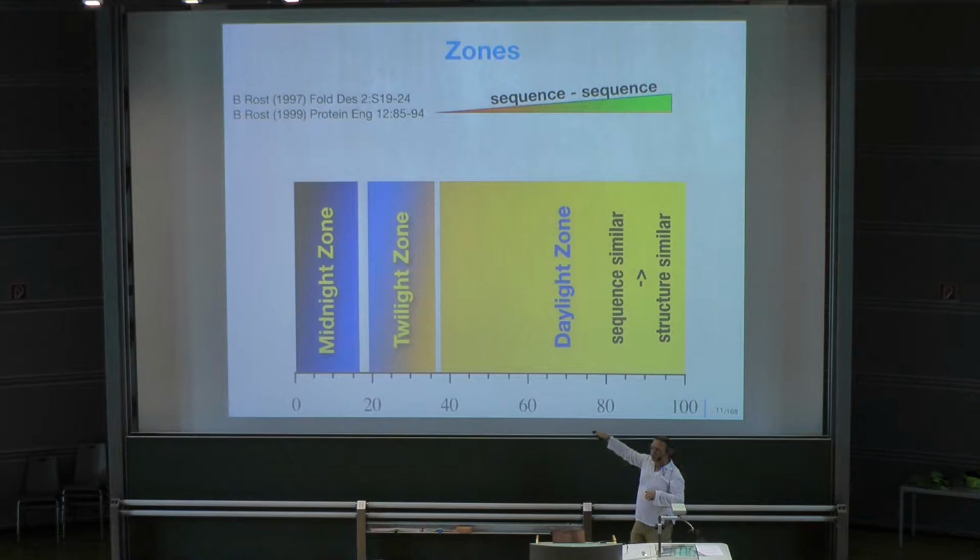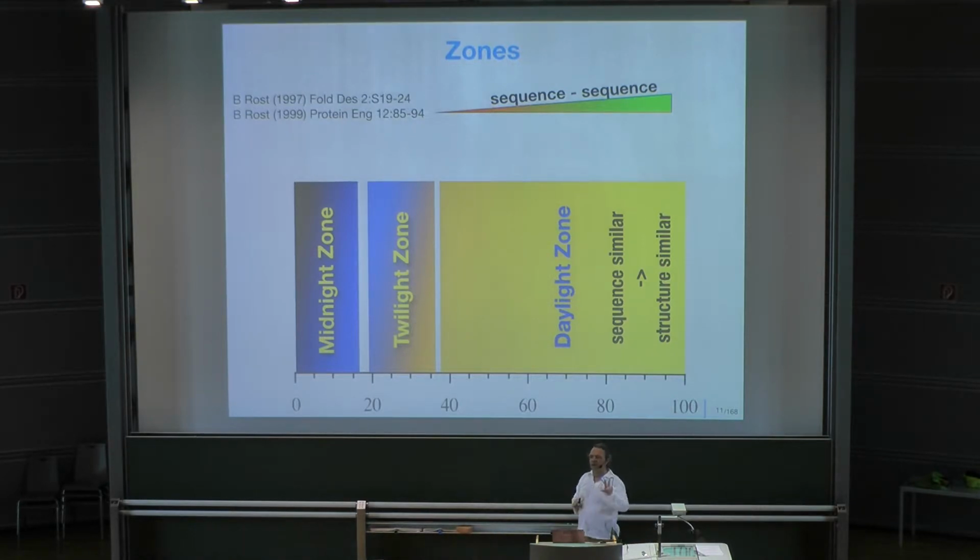Then we get into the twilight zone. In the twilight zone, you begin to lose the signal. You still have a lot of findings here, but many of them are wrong. So you work with your signal against the noise, and in the midnight zone, it is totally dominated by noise.